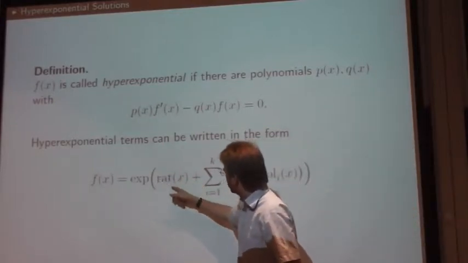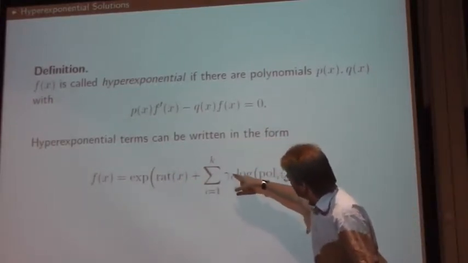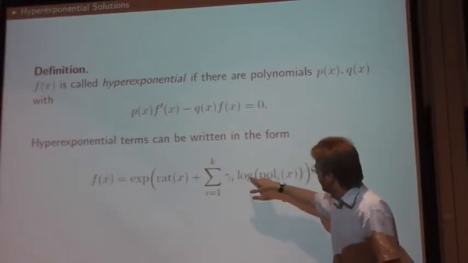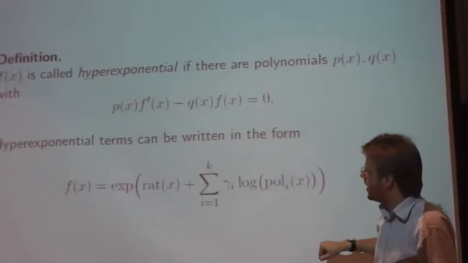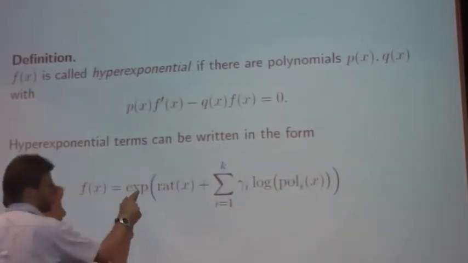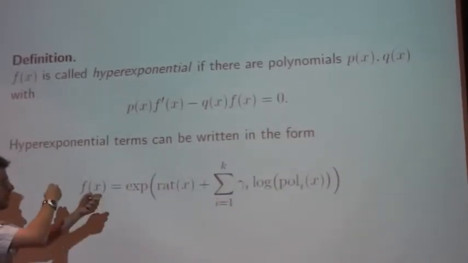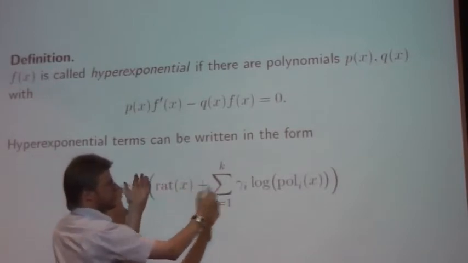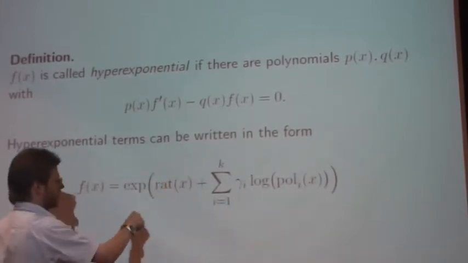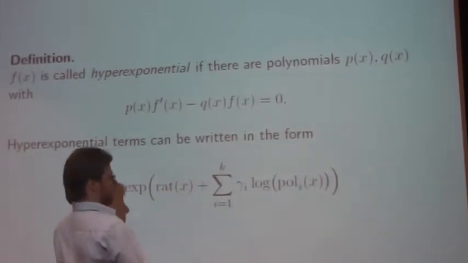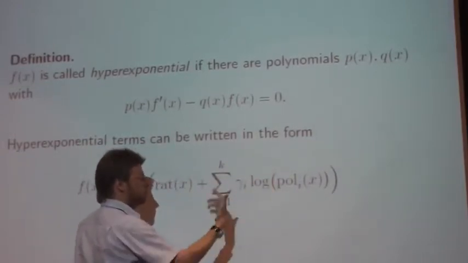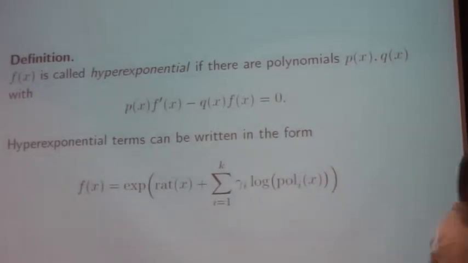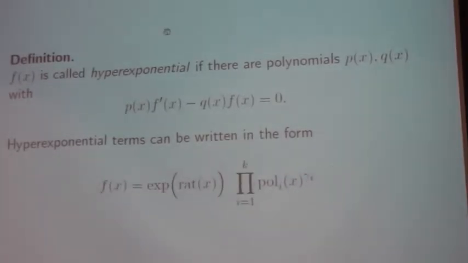So this is a rational function. And here's the linear combination, with some constants gamma, of the log of some polynomials. Because this is all sitting inside of an exponential function, we can break this apart and write this sum inside the argument as a product, and the exp and the log cancel each other, so the result is something that looks like this.